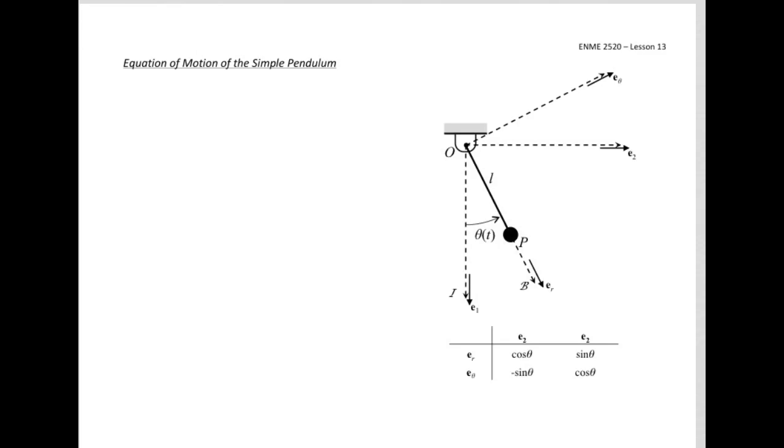Let's apply Newton's second law in that angular momentum form to solve for the equations of motion of a system. That expression was the time derivative, as observed in the inertial reference frame, of the angular momentum of mass P with respect to O, which is equal to the moment of P with respect to O. And so we need to calculate the left-hand side, and we need to calculate the right-hand side.